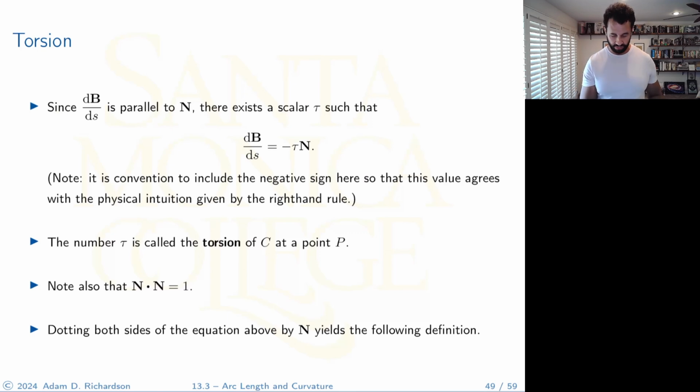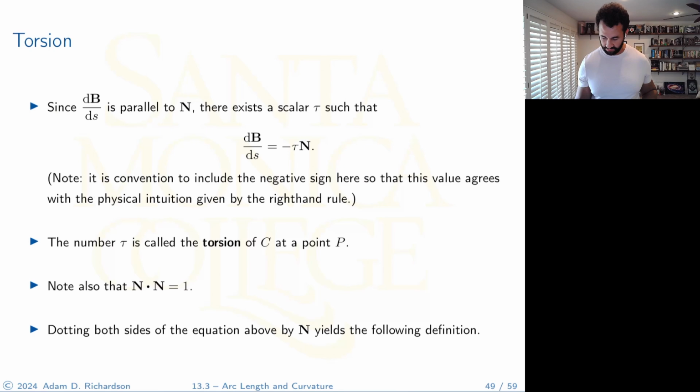Little note right here, it's actually just convention to include the negative sign here, so that the value we get for torsion agrees with the physical intuition given by the right-hand rule. That's the idea. Long story short, because these two things are parallel, we have this relationship. The number tau here is what we call the torsion. So tau is called the torsion of C at a point P.